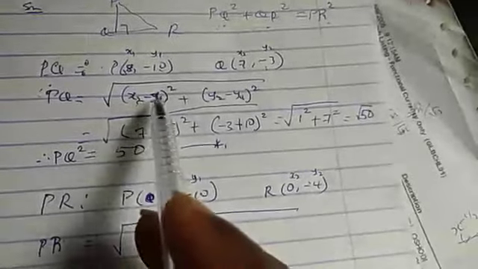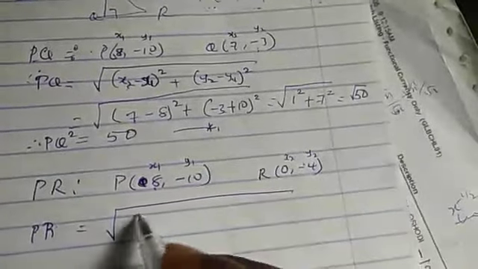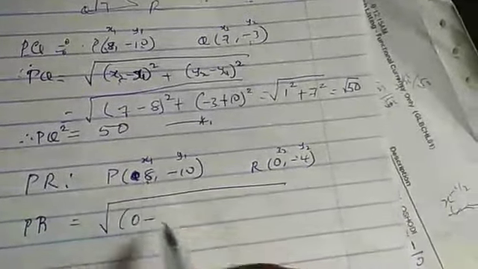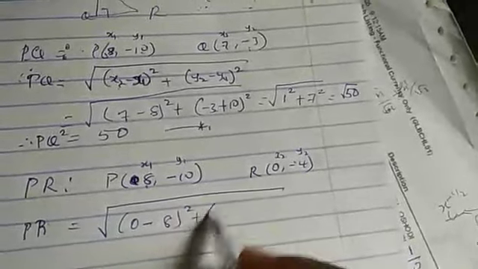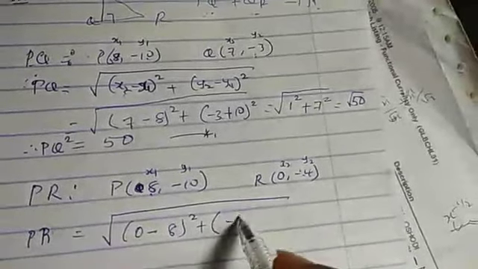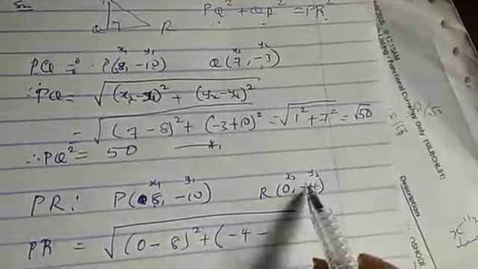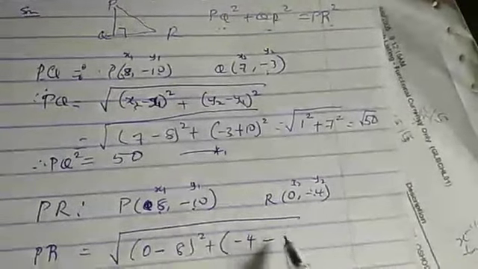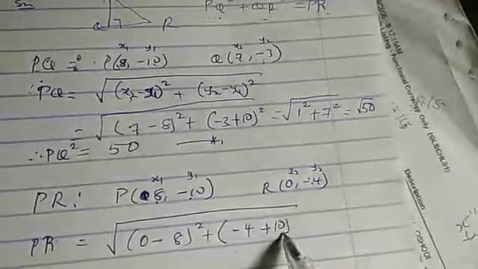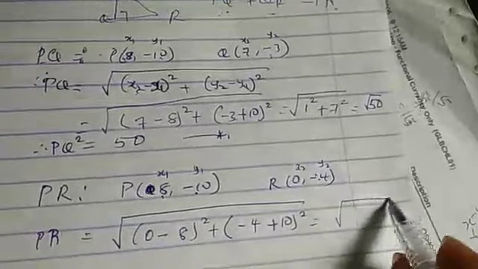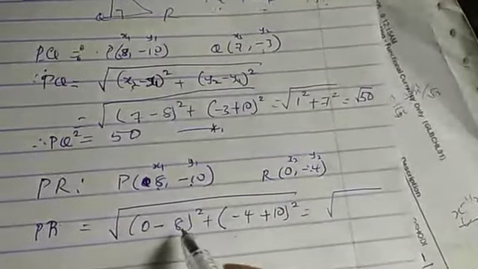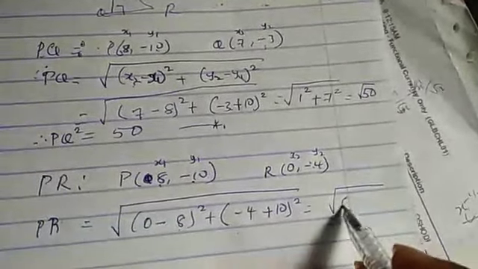Pairing PR. This is our P, this is our R. I'll still use this formula. S2 minus S1. 0 minus our S1 is 8, all squared, plus Y2, that is minus 4, minus Y1. Our Y1 is minus 10. So it will make this minus to be plus, squared. And that will be equal to minus 8 squared is 64.